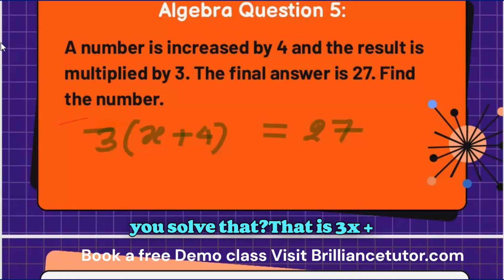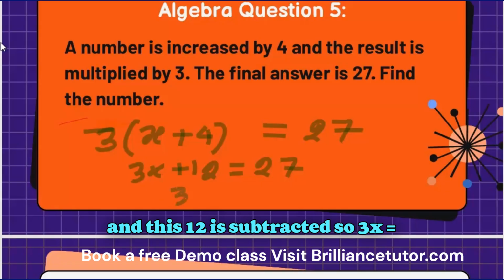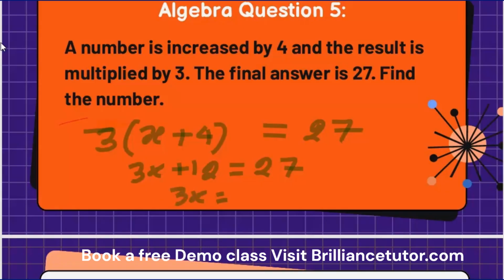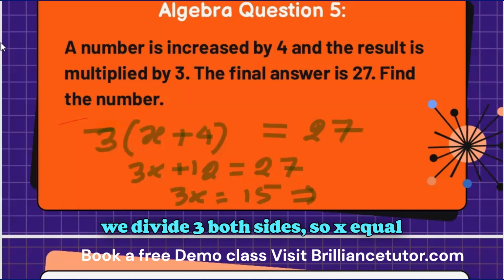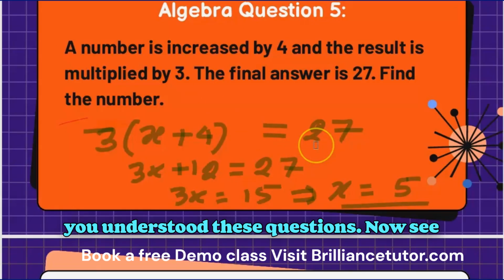So how will you solve that? That is 3x plus 12 equal to 27, and 12 is subtracted, so 3x equal to 27 minus 12. So how much? It will be 15. So when we divide by 3 on both sides, x equal to 5. 5 3s are 15. Okay, I hope you understood these questions.